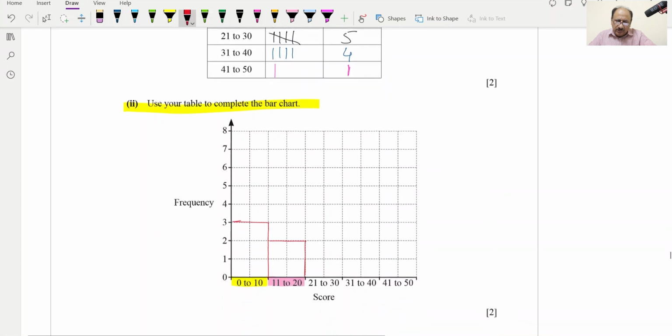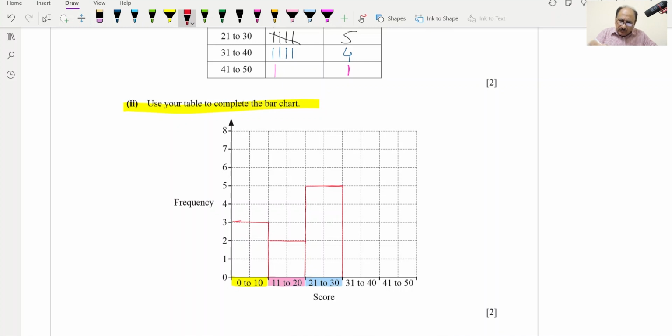And then 21 to 30 is 5. So 5 will be up to this bar, this much, and we can close from the top. So this is for the 5, 21 to 30.